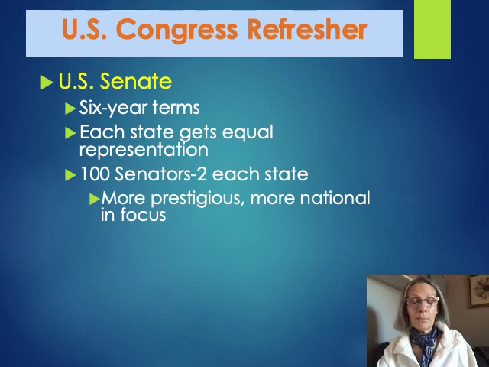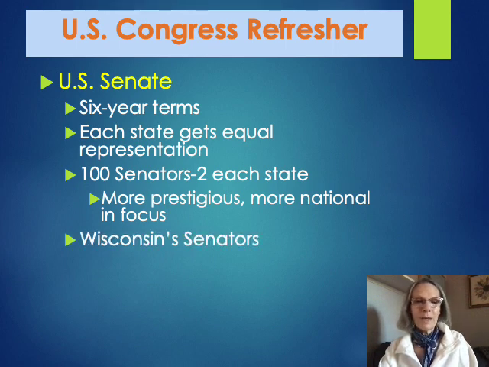It is a more prestigious chamber to serve in, and oftentimes people will move up from the House of Representatives to then serve in the Senate. And also the Senate is generally more nationally focused, because senators have to represent a state, so they can't focus on specific issues that are pertinent to their own House district. They have to look beyond that.